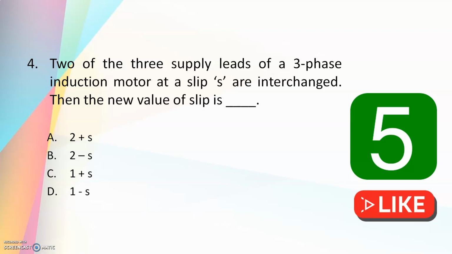Two of the three supply leads of a three-phase induction motor at a slip s are interchanged. Then the new value of slip is dash: 2 plus s, 2 minus s, 1 plus s, 1 minus s.